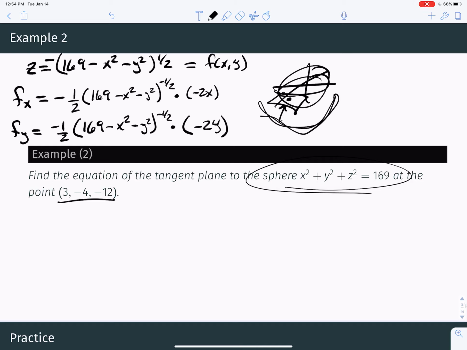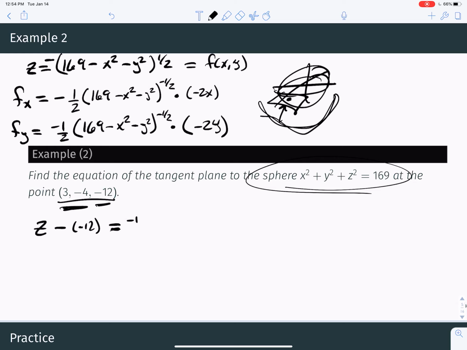I'm at the point (3, -4) in the domain. I'm at the point negative 12 in the range. So my final answer should be z minus negative 12, I guess, equals the x derivative. So the x derivative, plug in (3, -4).